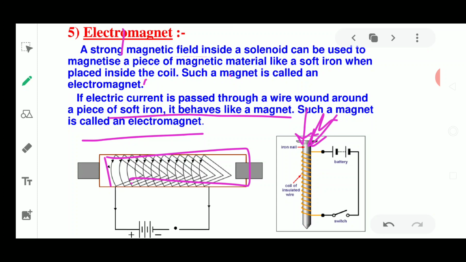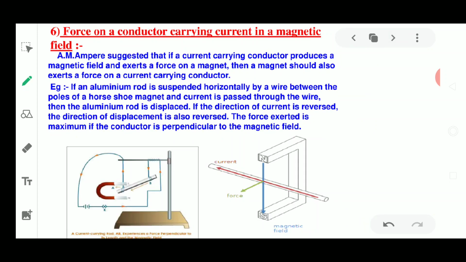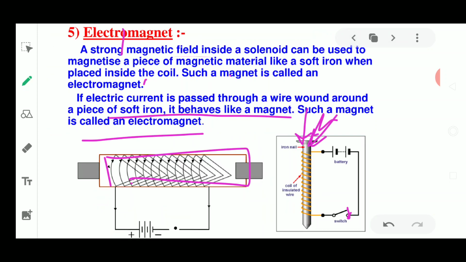So this shows how this iron nail is being converted into a magnet. This iron nail is going to behave as a magnet till the time the switch is closed. Please remember that once this switch is turned on, it is going to behave as a magnet till the time the switch is on, meaning the current is flowing through it. Once the current is switched off, then what will happen? It is going to behave as a normal piece of iron.